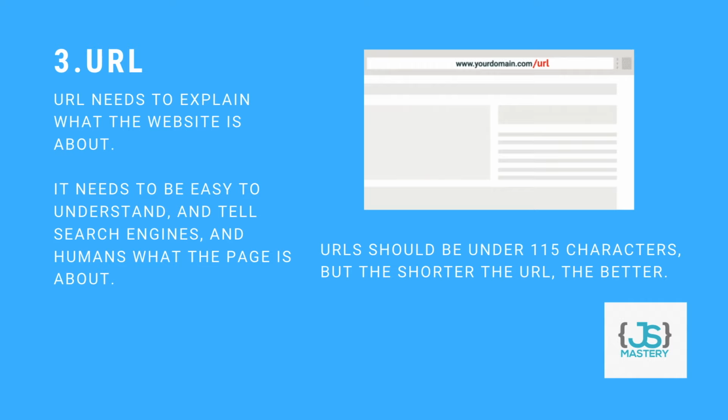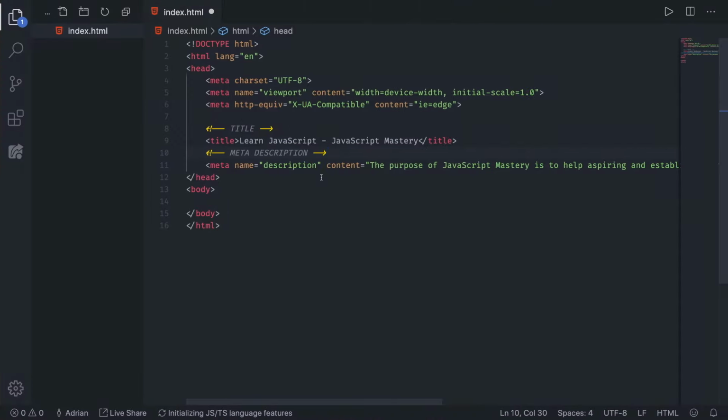URL needs to explain what the website is about. It needs to be easy to understand and tell search engines and humans what the page is about. So regarding the URLs, we cannot implement that right here, but we can give some examples. For example, we have someone's blog. Let's say that the domain name of his blog is https and then domain name, or let's say his name, John Doe, for example, johndoesblog.com. And now right here, we'll have something like /blog.